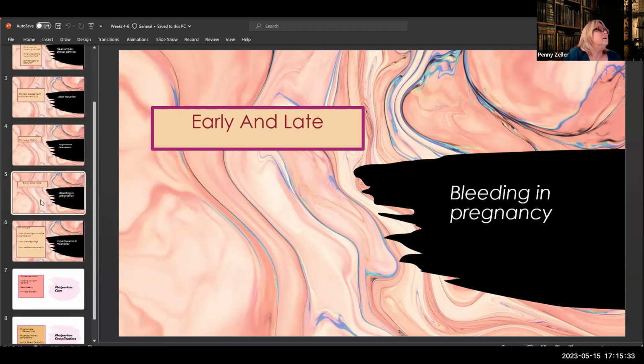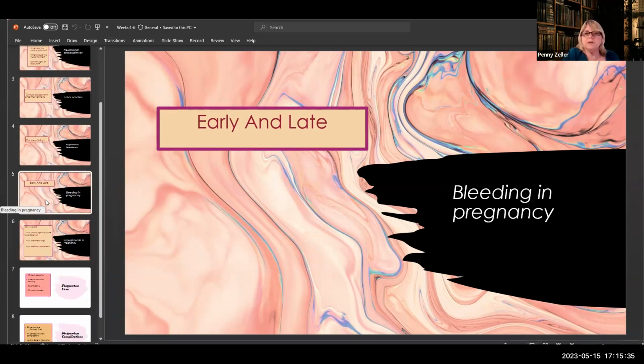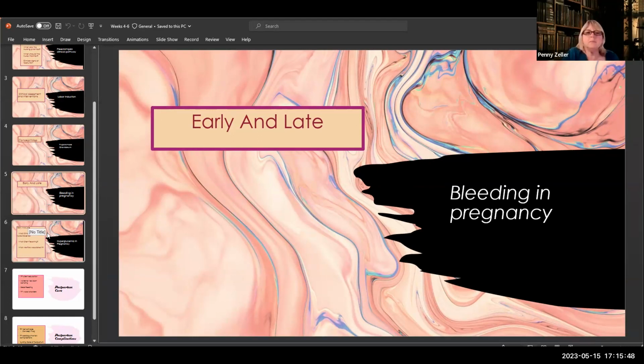Let's see. And then what about later in pregnancy? What are some bleeding issues? The previa again, and then the abruption. Okay. You might see it with ectopic pregnancies in the first trimester, might you? With molar pregnancy, you might see it early in pregnancy. Yep.